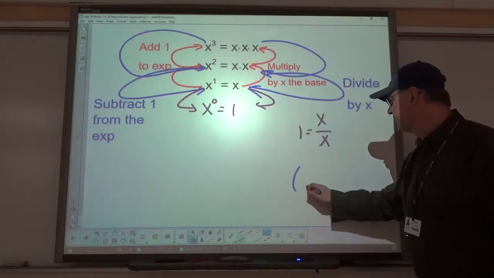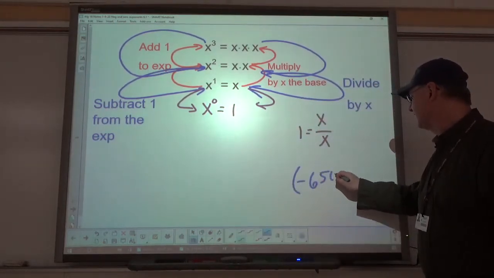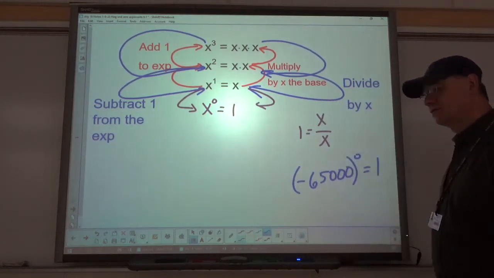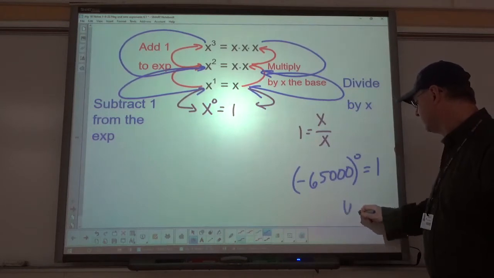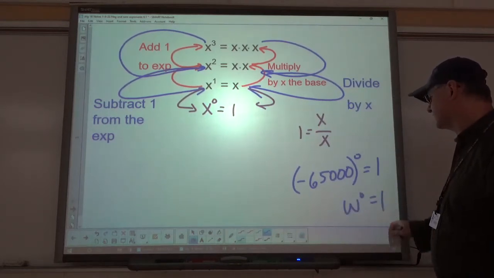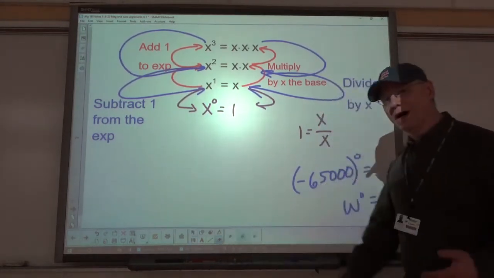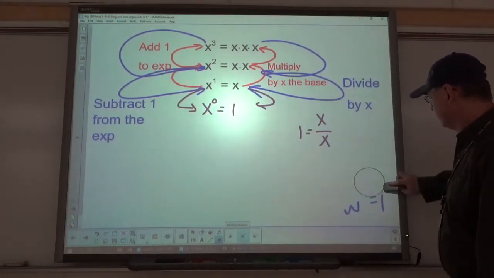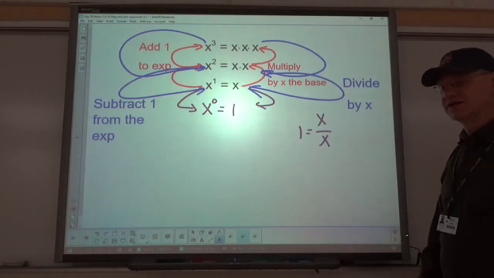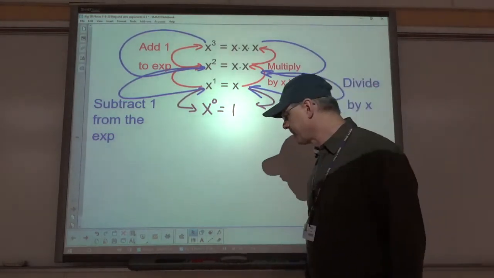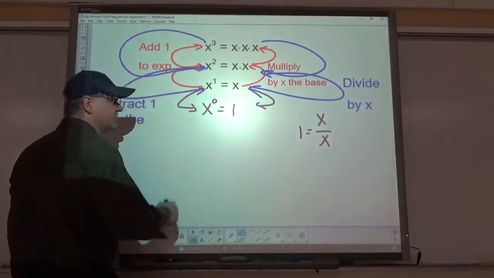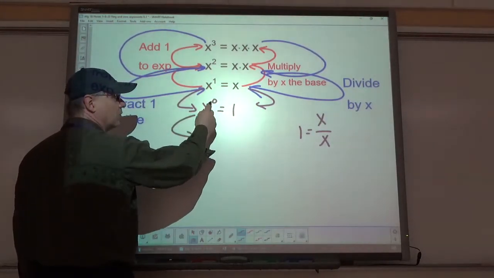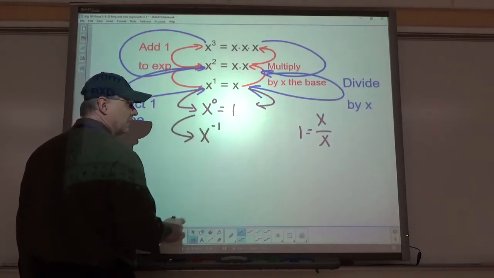If I have negative 65,000 to the 0 power, the answer is 1. If I have w to the 0 power, the answer is 1. So no matter what I'm working with other than 0, if it is to the 0 power, it equals the number 1. Now we could continue this process and go down 1 further. 0 minus 1 would be negative 1.